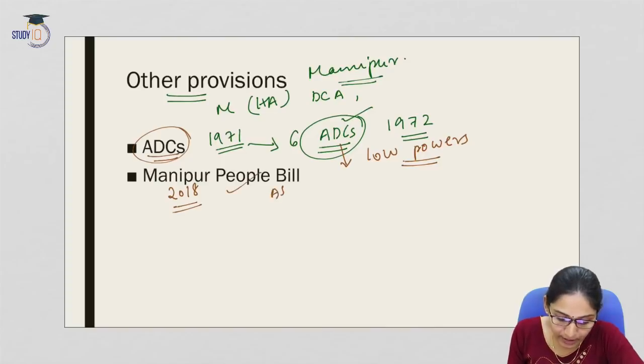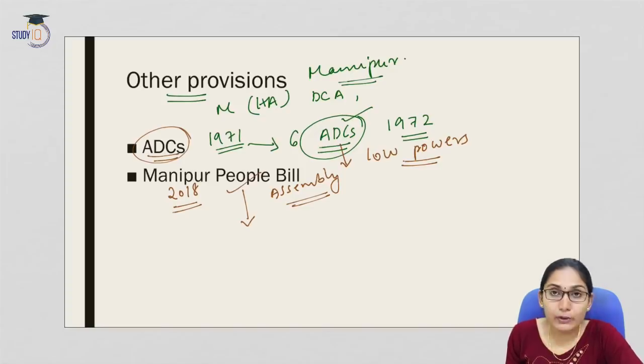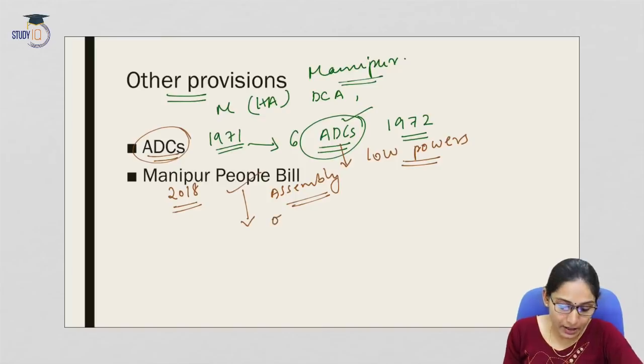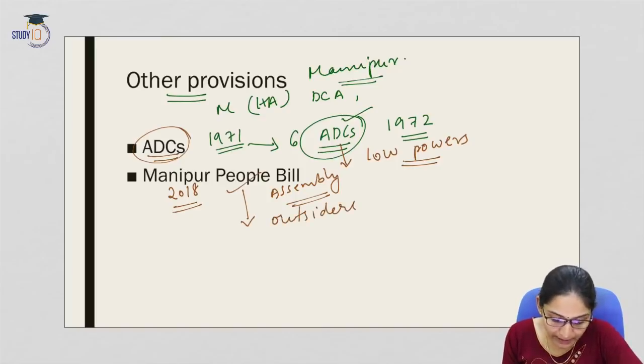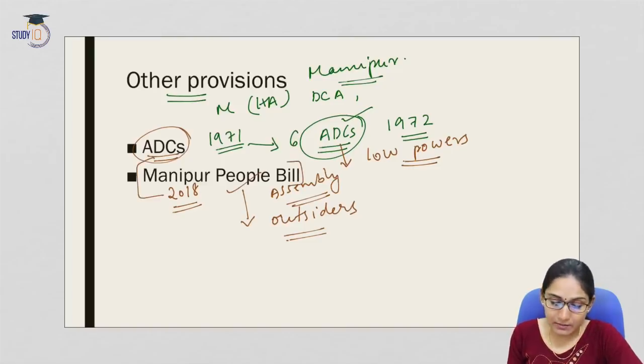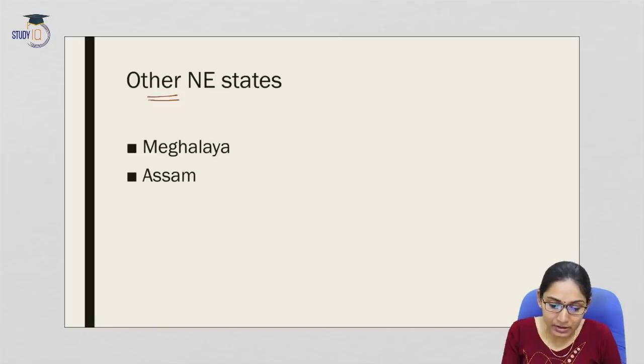Also in the year 2018, the Manipur People Bill was passed by the State Assembly of Manipur. So what is the purpose of this bill? Even though this bill has been passed, it has not got the assent of the President. According to this bill, it proposes several regulations on outsiders or non-Manipuri people in the state. So this Manipur People Bill aims at putting up certain restrictions for non-Manipuri people in the state. Now this is about the other provisions given to Manipur.